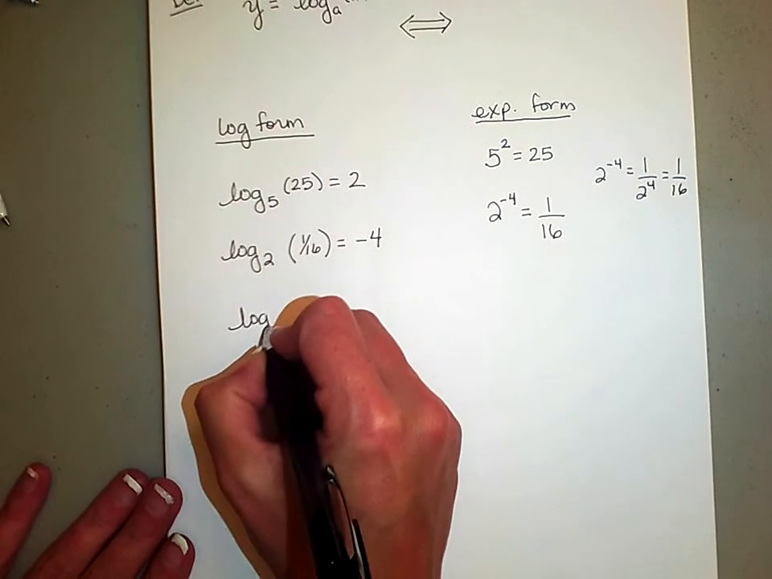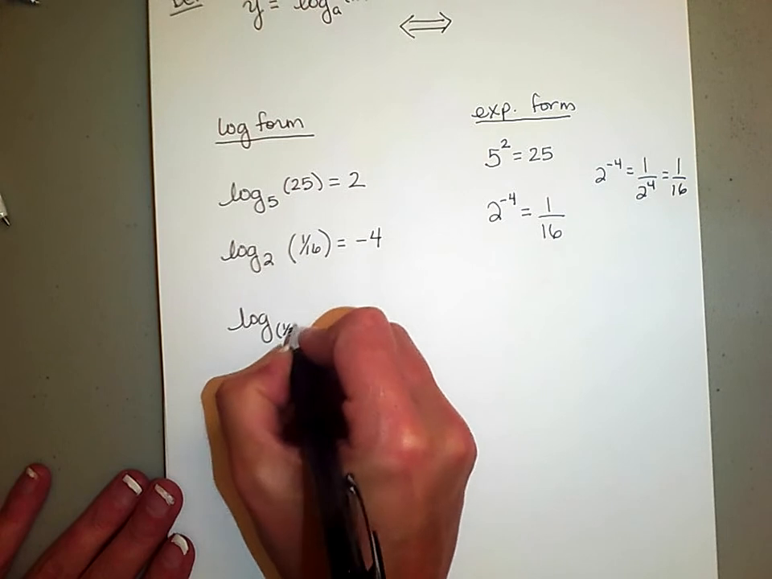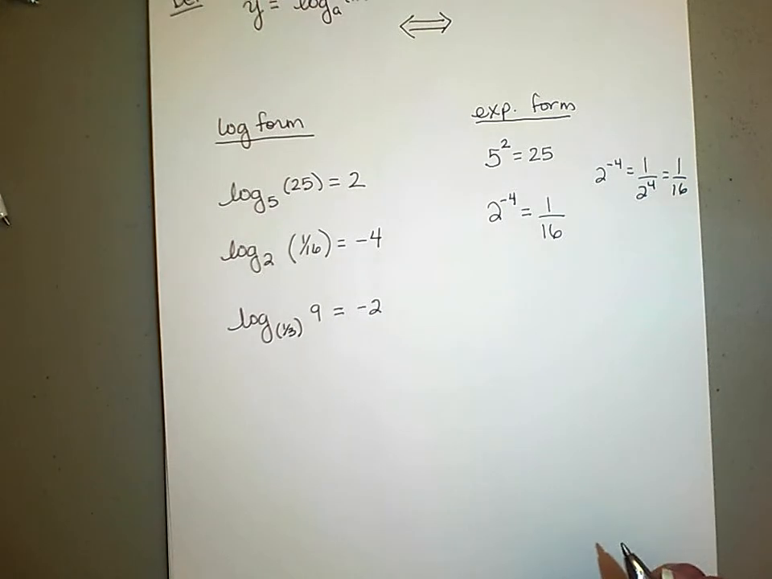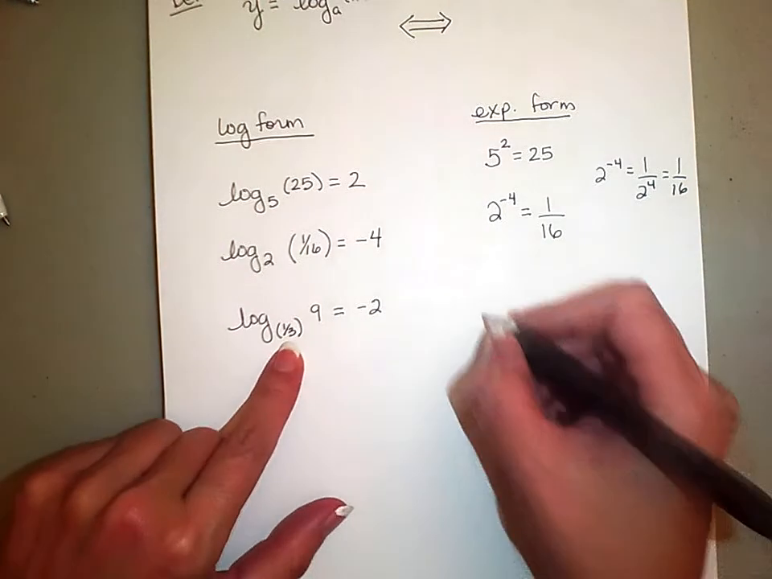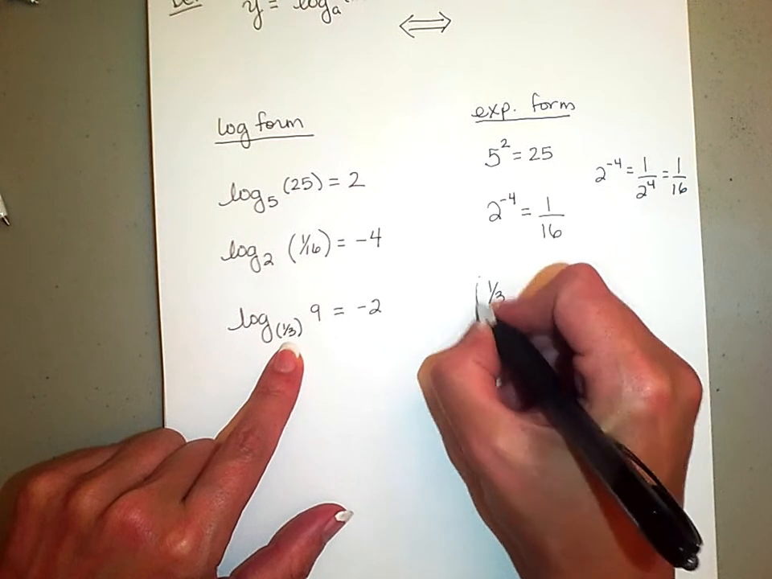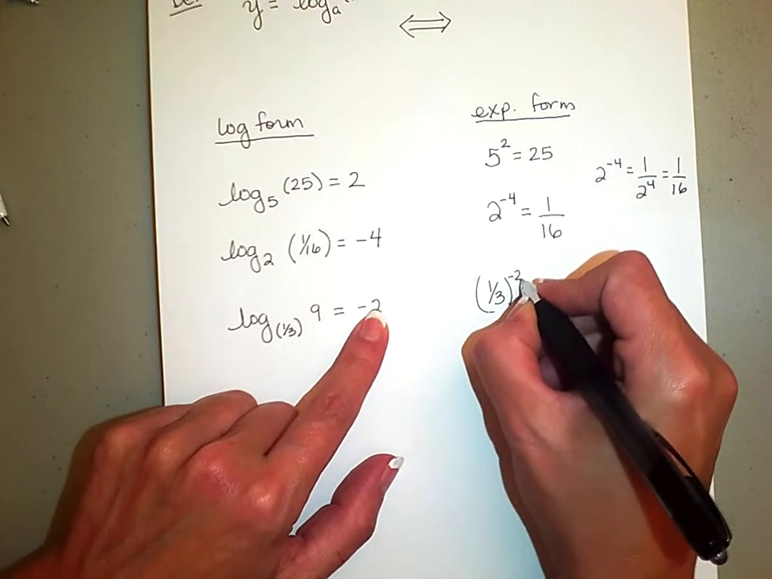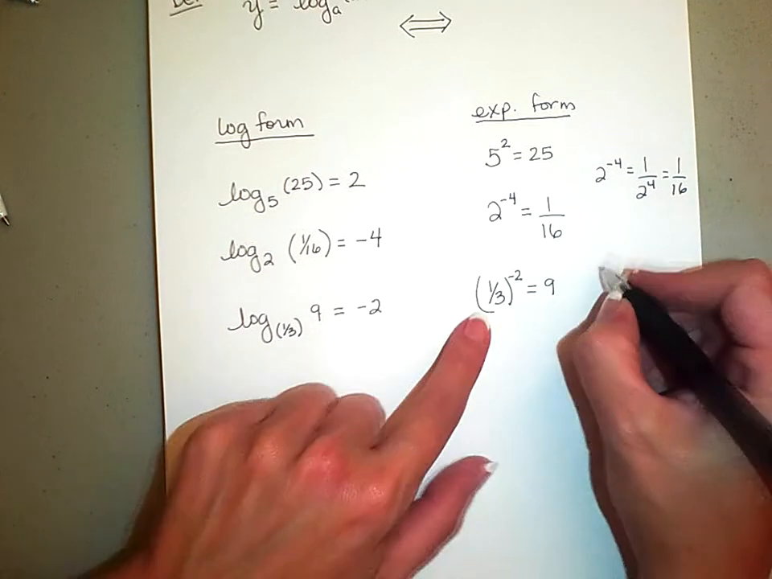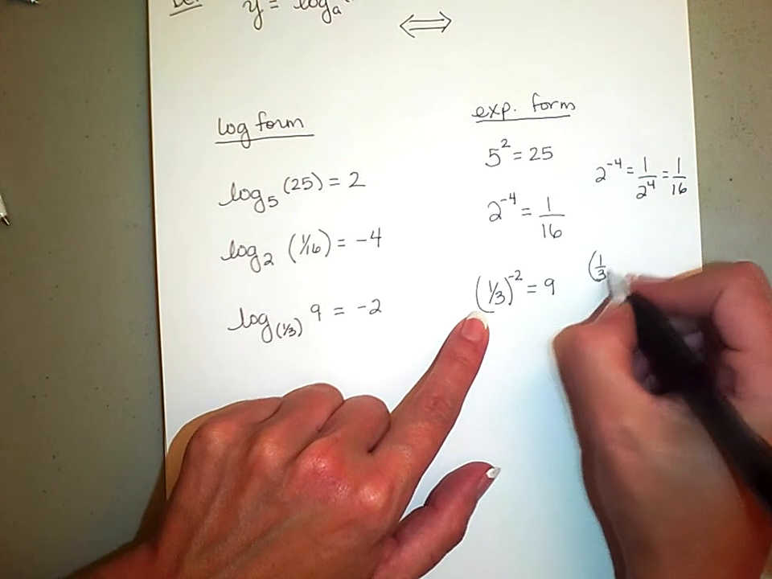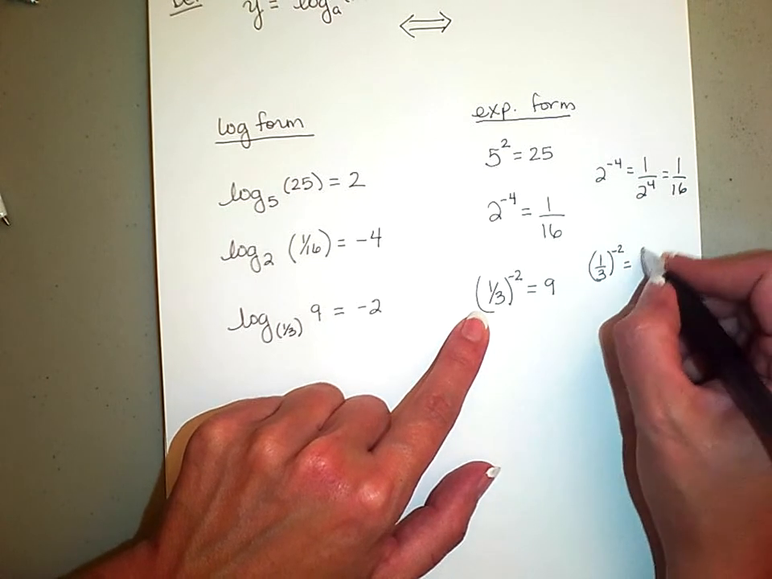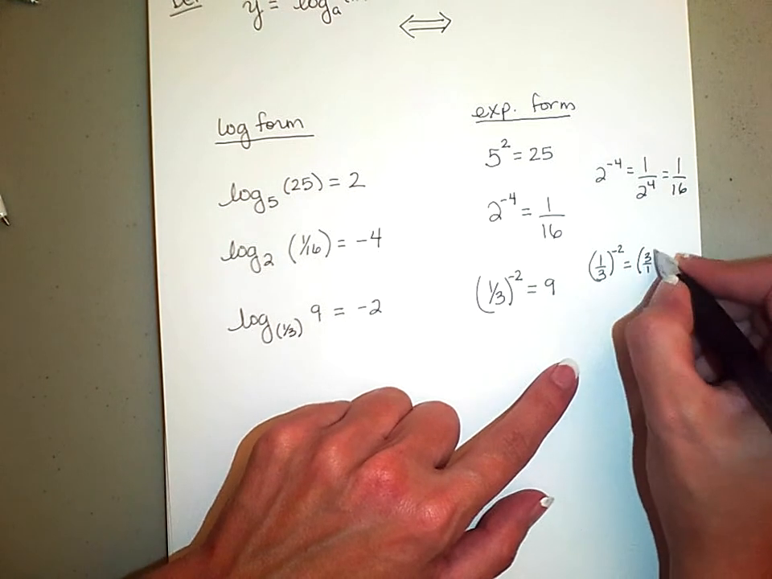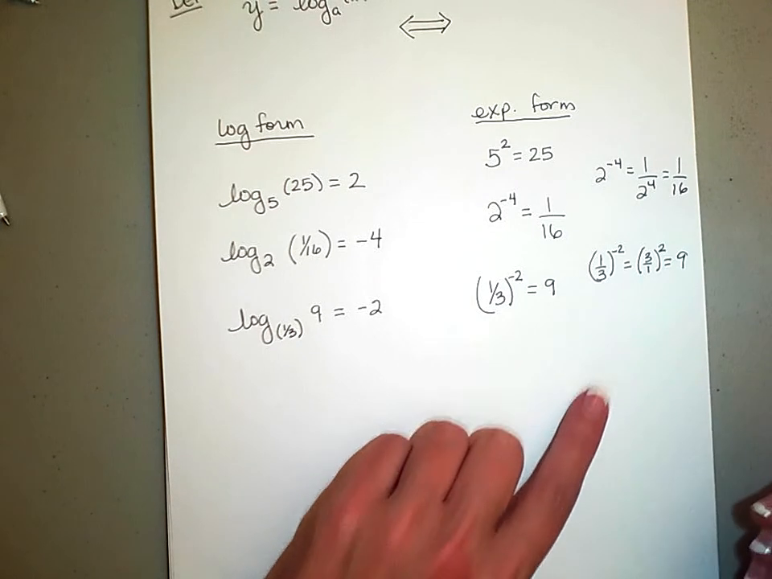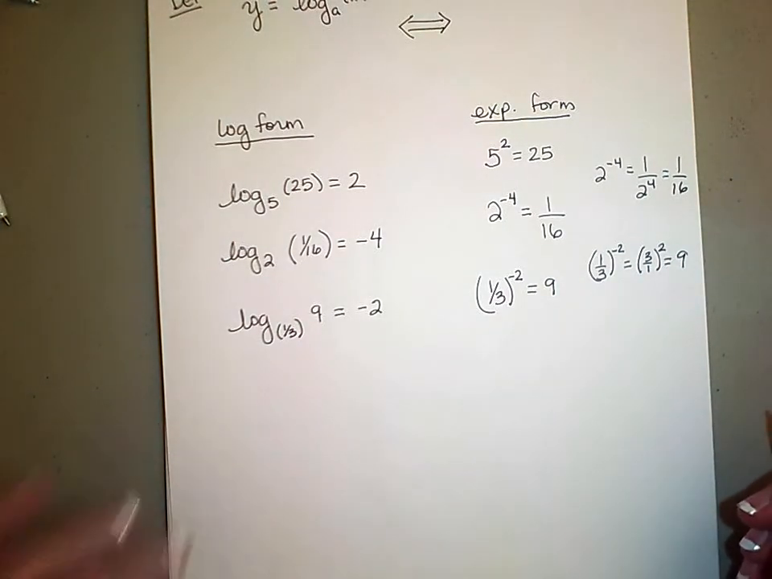Here's another. The log base 1/3 of 9 is equal to negative 2. So exponentially speaking, I take the base 1/3, and if I raise it to the negative 2 power, I should get 9, which is also true. 1/3 to the negative 2 is the same thing as taking the reciprocal and now raising it to the positive power, which is 9. So we're going to have to remember our rules of exponents.